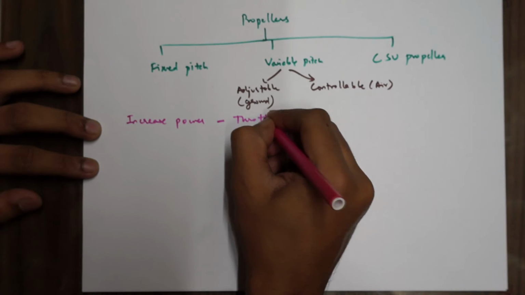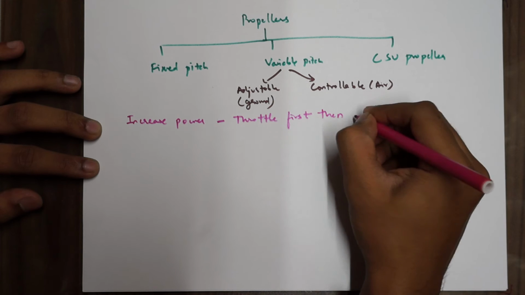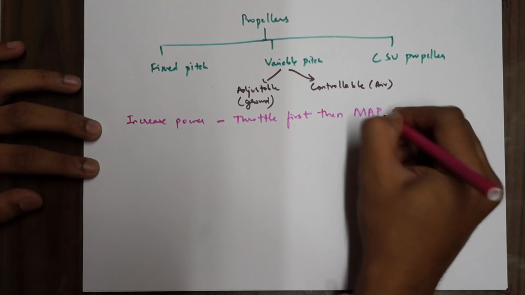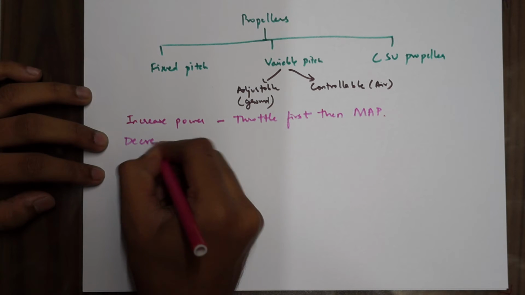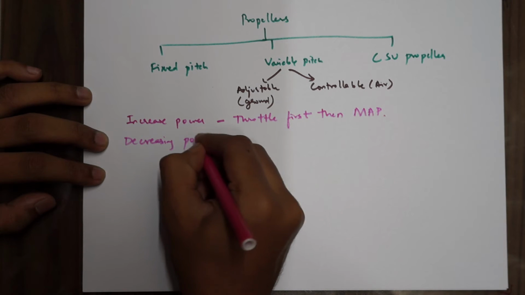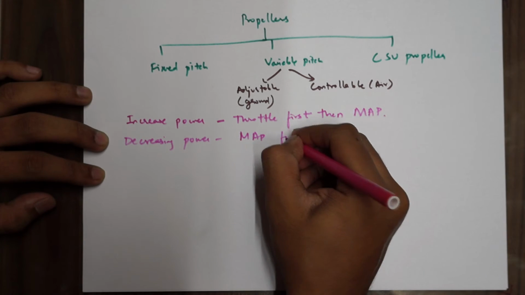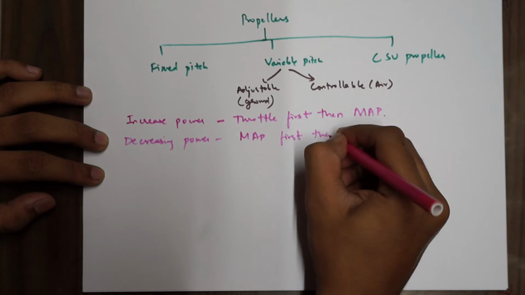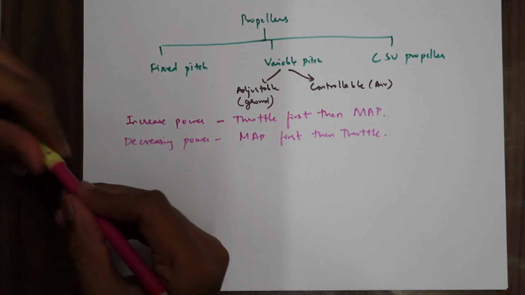throttle first, then MAP or the manifold pressure. Okay, and if you're decreasing power, MAP first, then throttle. So this has to be followed.